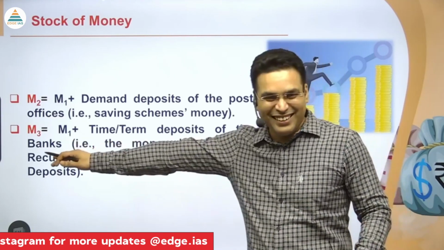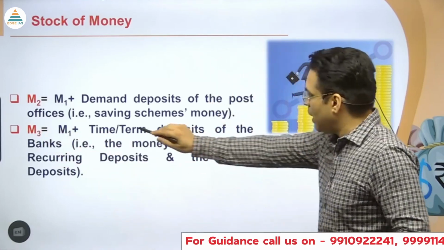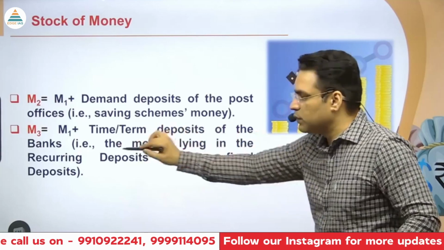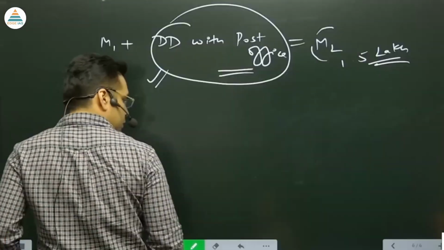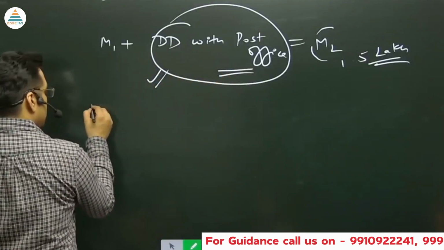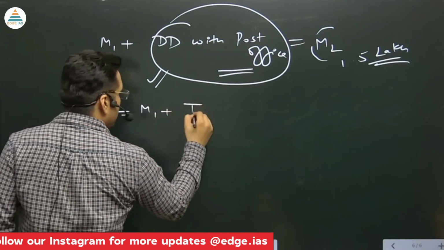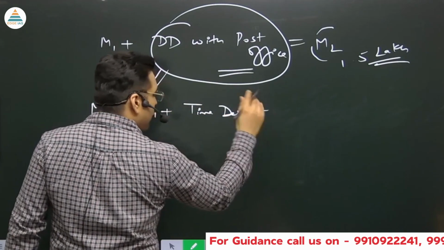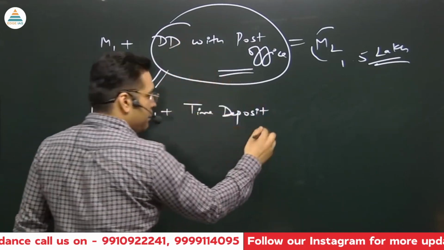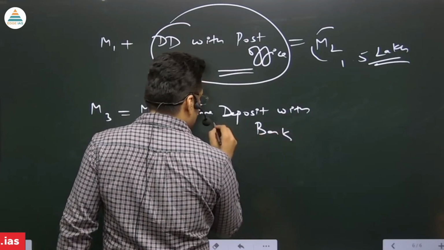Okay, let's come here. So now comes M3. What is M3? M3 equals M1 plus time deposit of the banks. Now let's understand this. M3 equals M1 plus time deposit with banks. Now what are time deposits? Anything apart from demand deposit will be time deposits. Okay? Everybody clear? This is time deposit.